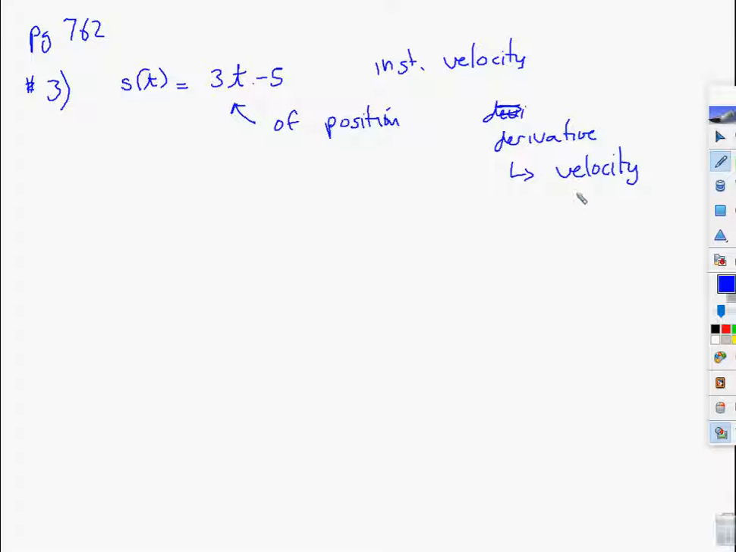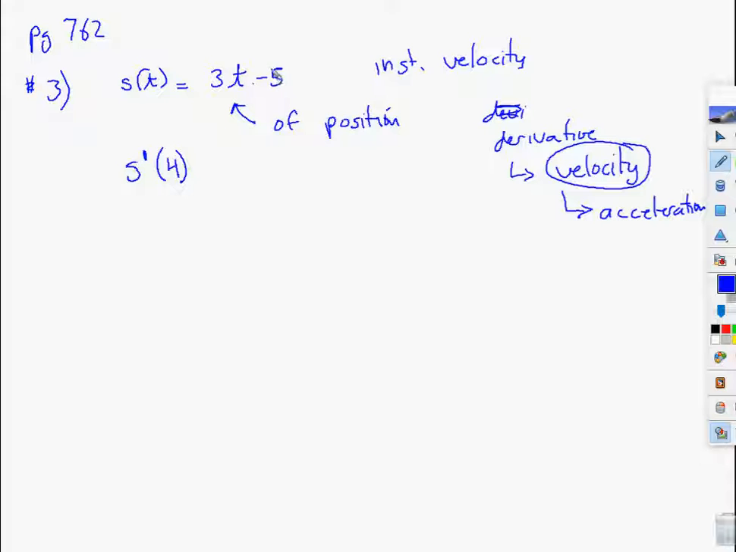And then if I took this answer and I did a derivative again, I would be asking, well, how quickly is your velocity changing? And that would be an acceleration. For the most part, I'm pretty sure that your book is going to focus on this one, using a position function to get a velocity. So for number 3, it wants the derivative of the position at time 4.